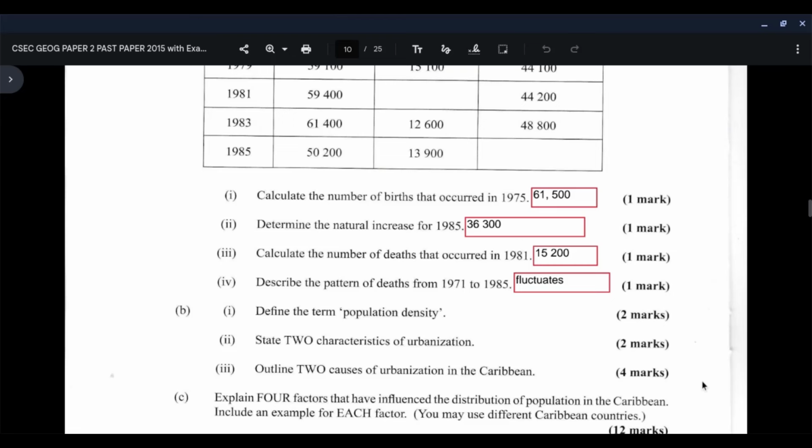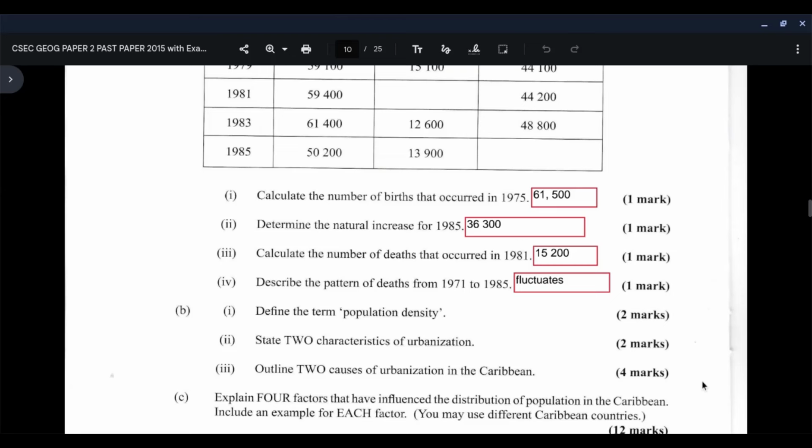So two causes of urbanization include, let's outline two causes of urbanization in the Caribbean. One is the lack of necessary amenities that are found in the rural areas, such as hospitals, schools and universities, and other necessary amenities. Due to rural areas lacking those resources, you'll realize that a lot of persons are moving towards the urban areas.